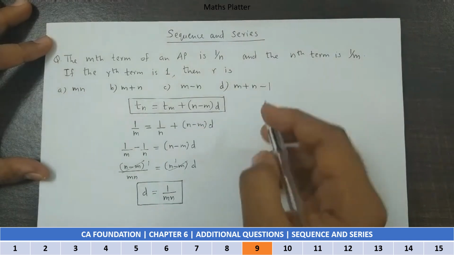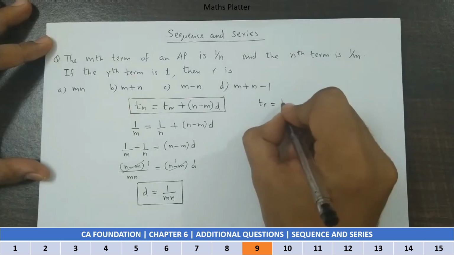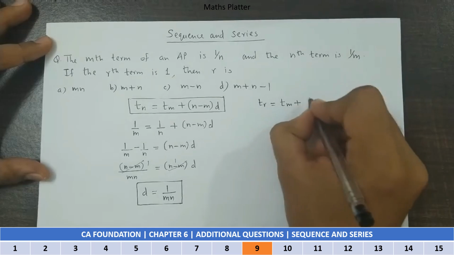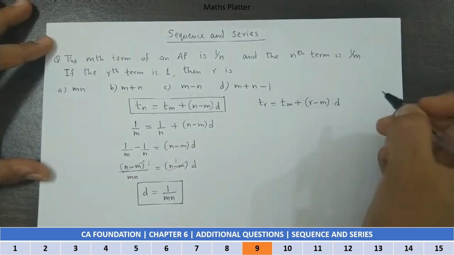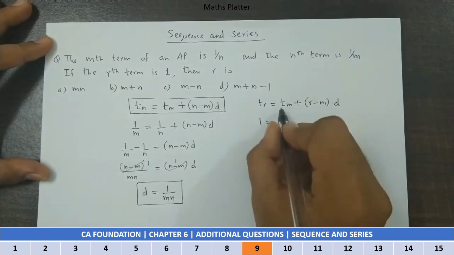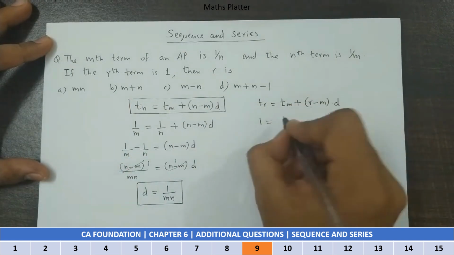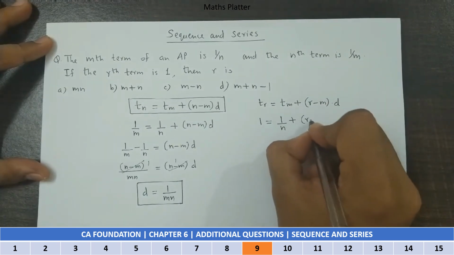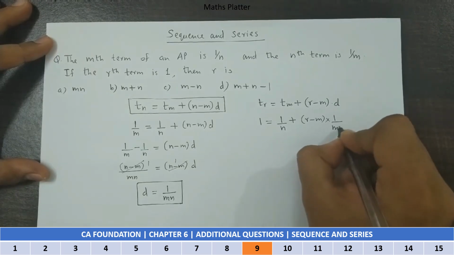Now the same formula we can use to obtain Tr. Tr can be expressed as, let us use Tm over here, Tm plus r minus m into d. Now the value for Tr is 1, because they have mentioned the rth term is 1, so we write Tr as 1. So 1 is equal to Tm, which is 1 upon n, plus r minus m into d. D is 1 upon mn.